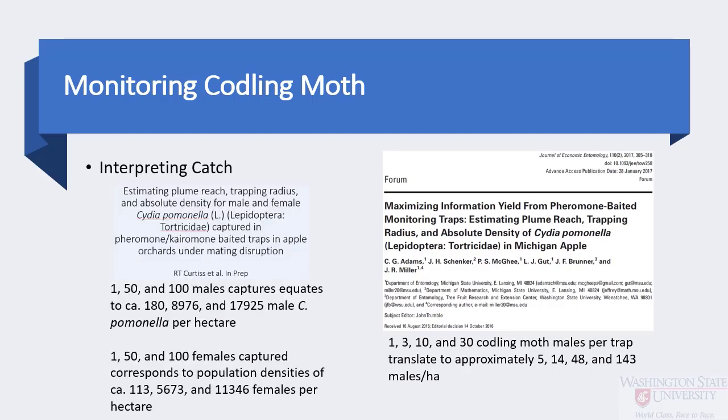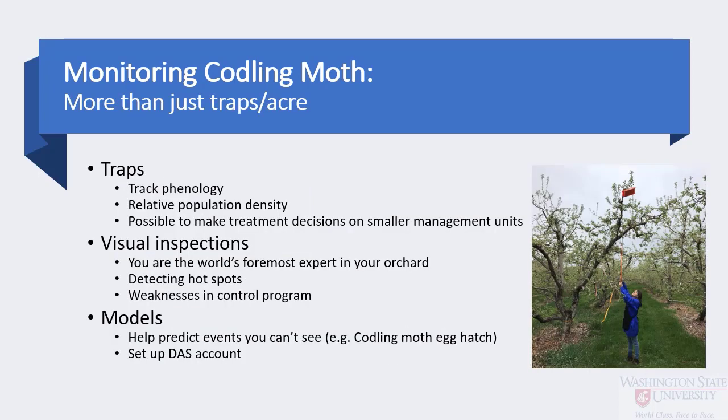More recently, I used these methods in Washington apple orchards with mating disruption using the CMDA plus AA lure, and I found that capture of a single moth indicated that there were 180 males or 113 females per hectare within the 3 to 5 hectare trapping area. Unfortunately, there's still a lot of work that needs to be done before we know what catch means for other lures combined with mating disruption. So I hope the take-home message about monitoring is that interpretation is complicated if you're using some of these new monitoring lures and mating disruption.